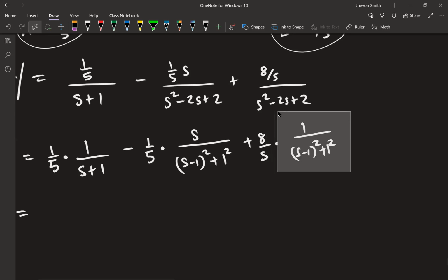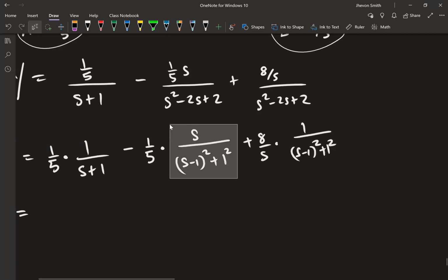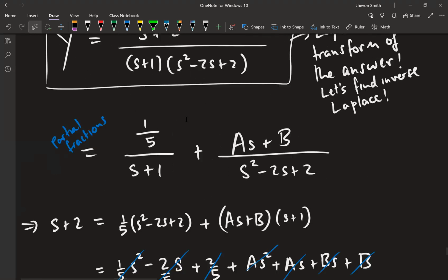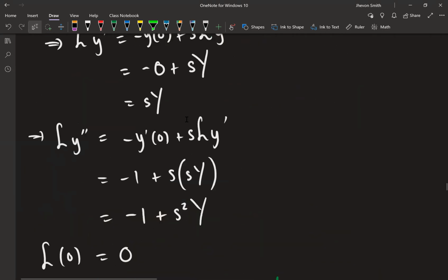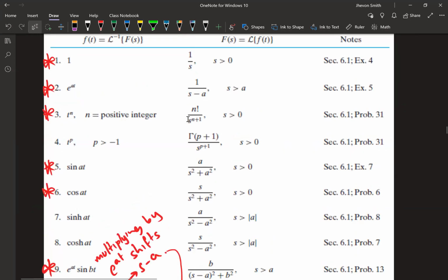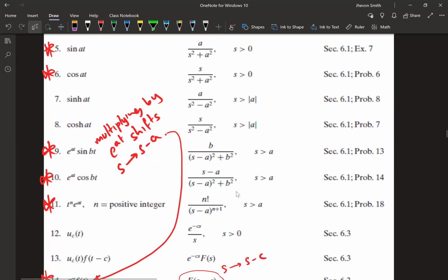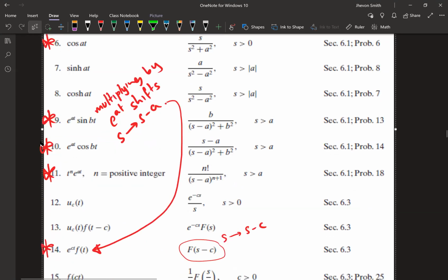Now, this is actually pretty nice. That's in a nice form. That is going to give us like a sine. The cosine, though, is a bit messed up. Why is that messed up? Well, if I go to the table, you would see here in this guy, it's an exponential times a cosine. Now, notice that in the numerator, we need an s minus a. So not just an s.